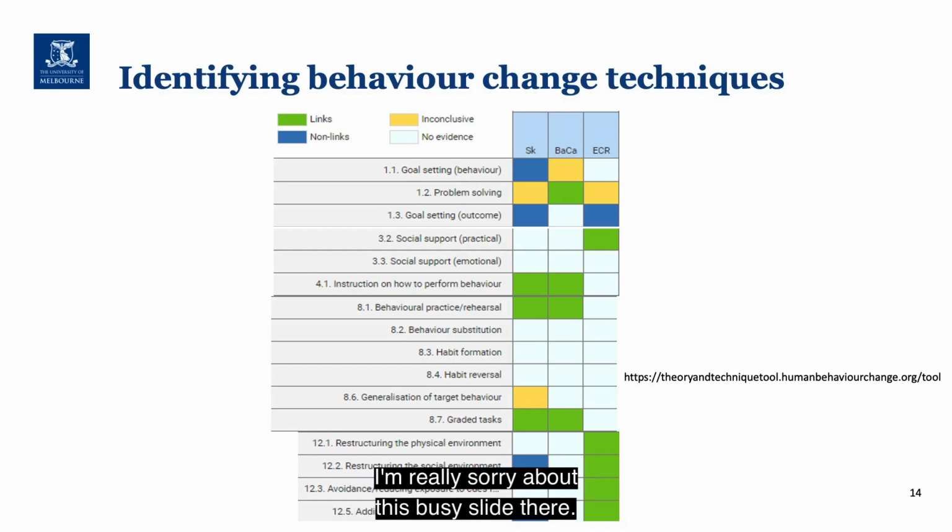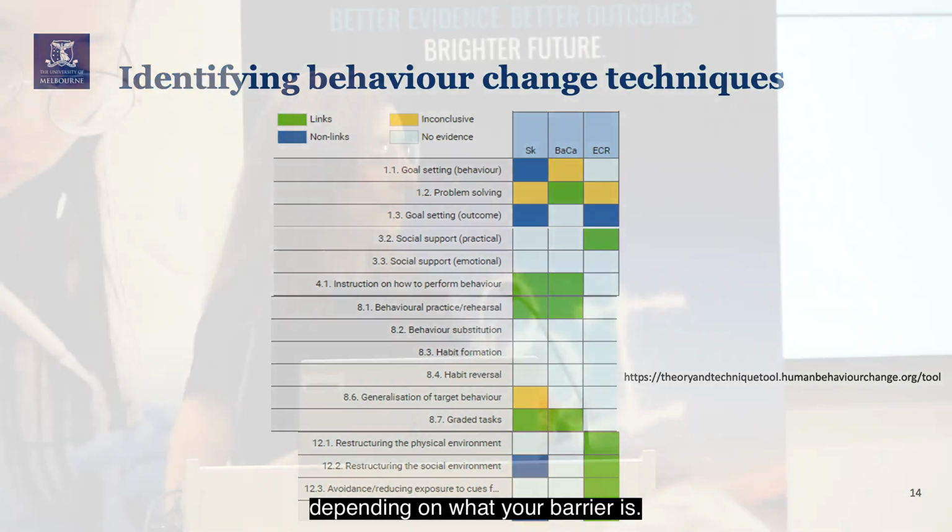I'm really sorry about this busy slide there. I have put in there a fantastic link to a behaviour change website, which I would encourage anybody who's interested in the field to have a look at. This behaviour change website actually tells you the techniques that have evidence behind them depending on what your barrier is.